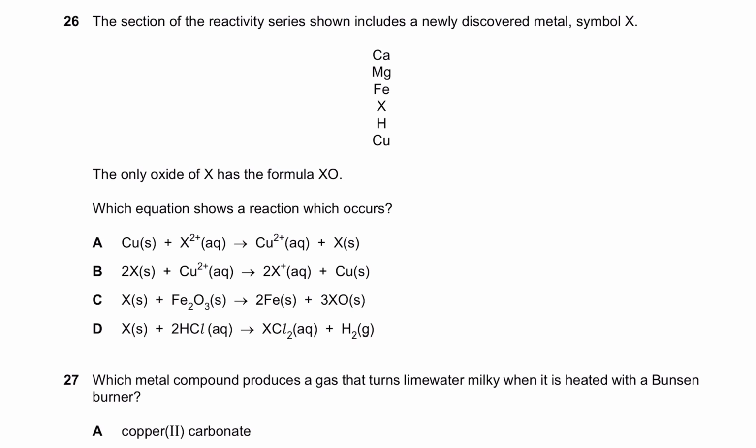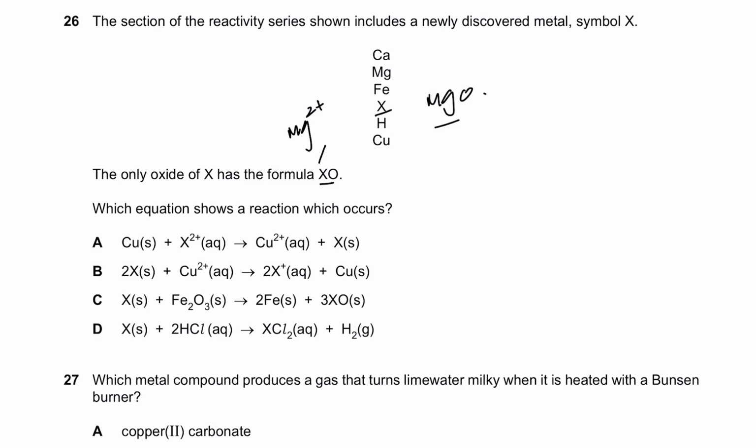The section of the reactivity series shown includes a newly discovered metal, symbol X. X has a formula XO, which means it's going to be part of group 2, or it's going to have an ion of 2+. Let's suppose it's magnesium, right? Magnesium oxide would also have a formula MgO. Which equation shows a reaction which occurs?